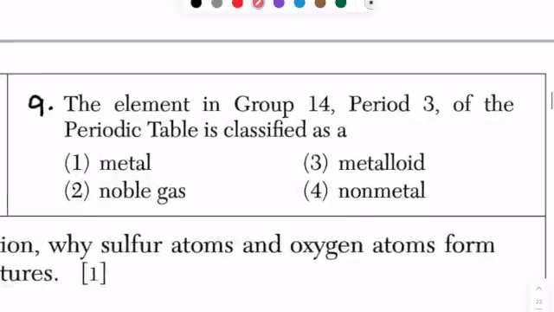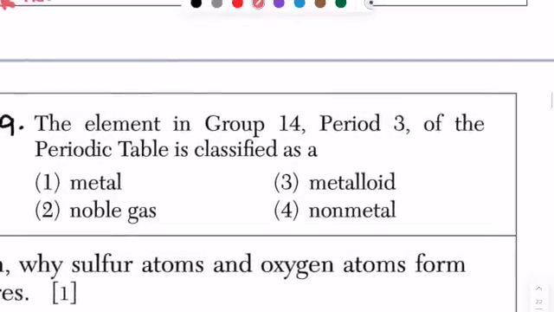so your answer in this case will be copper. Element in group 14, period 3, is classified as, so if I look at group 14 and period 3, I have silicon, which is next to the staircase, so it's a metalloid.